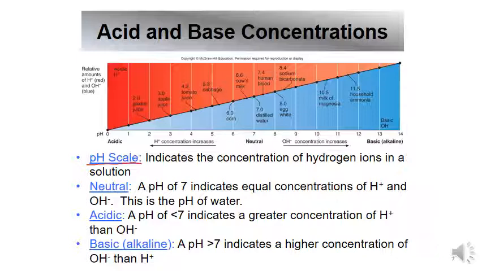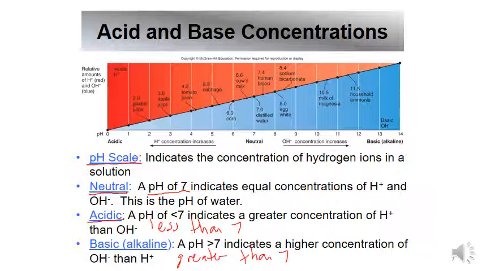We're seeing in the picture common substances with the different pHs. I want you to know that if the pH is 7, then it is neutral. It's not an acid or a base. This is the pH of water. Acids are less than 7, so that's what that symbol represents, and bases are greater than 7.